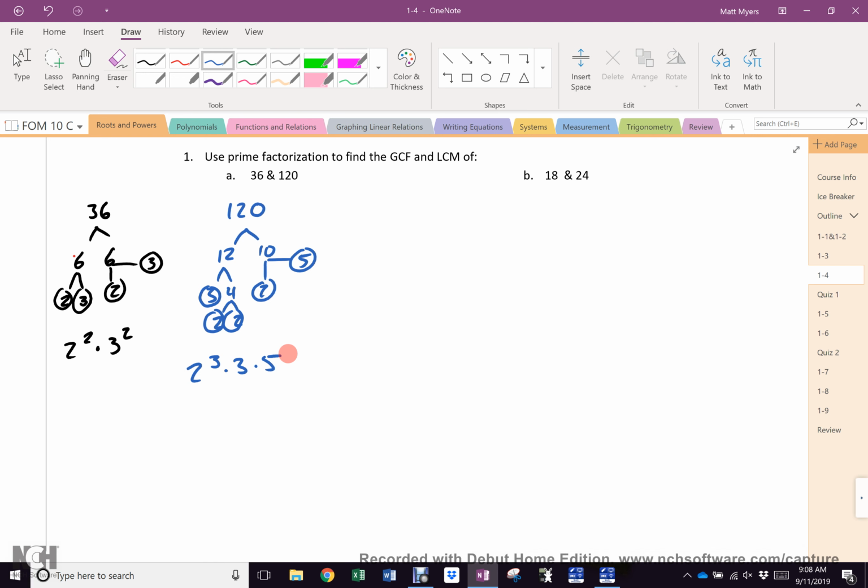Right? Okay, well, let's find our GCF and our LCM. GCFs I like to use red. Here's the way I like to do it. I write them both out. 2 squared times 3 squared. And 2 cubed times 3 times 5.